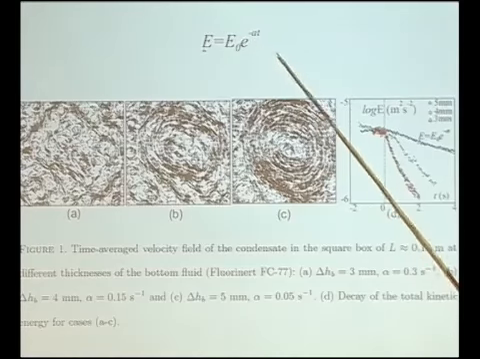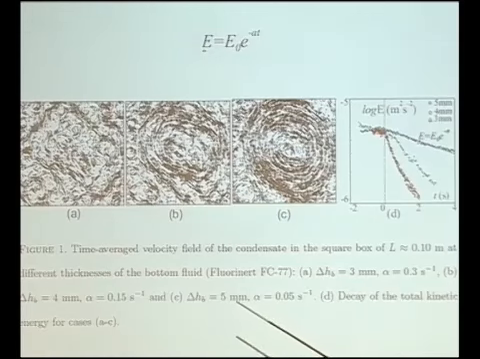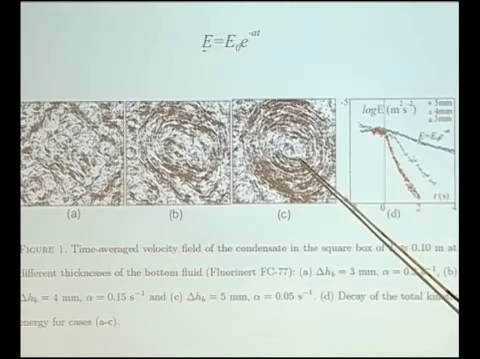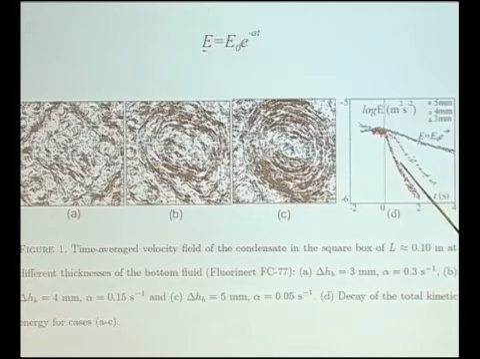When we switch everything off, we can look at how energy decays, and this exponential decay gives us the decay rate, which is actually the bottom friction. These three data sets correspond to three different thicknesses of the lubricant layer. Just by making it thicker, we can make this dissipation rate slower, and then we know these are three dissipation rates.